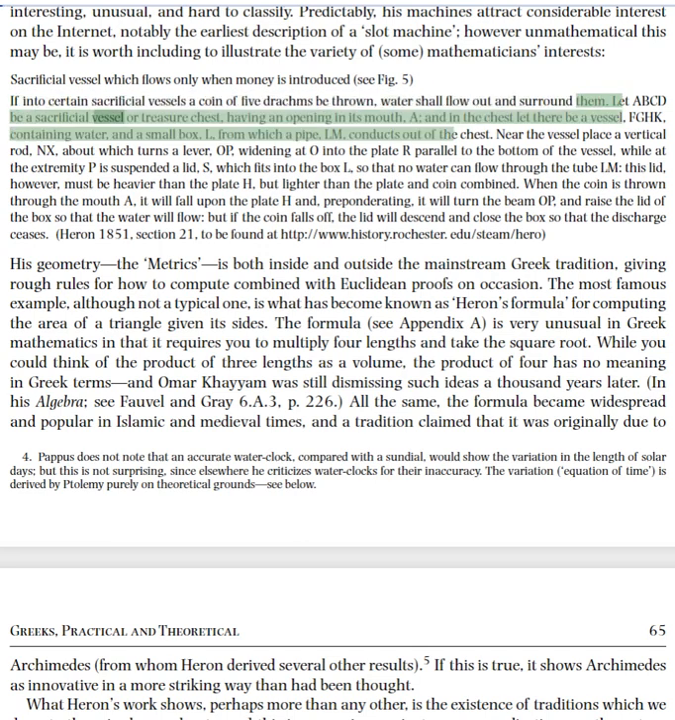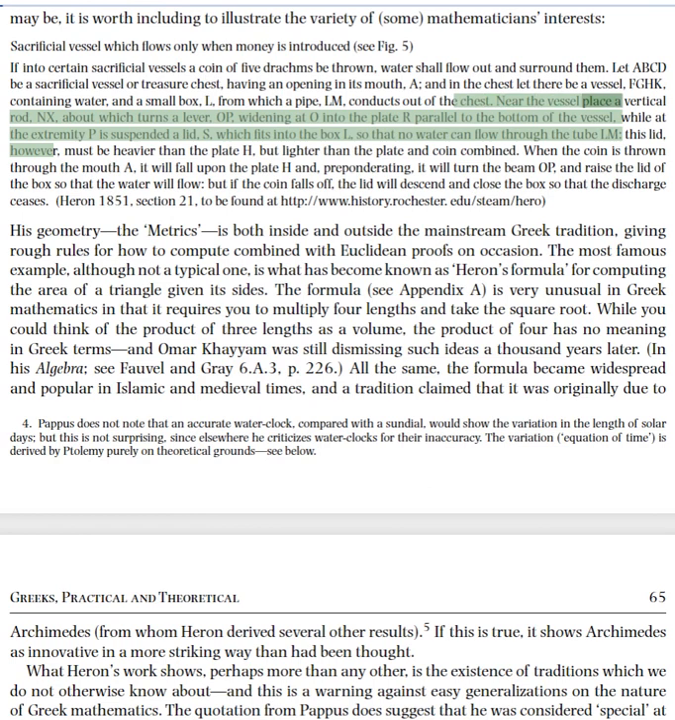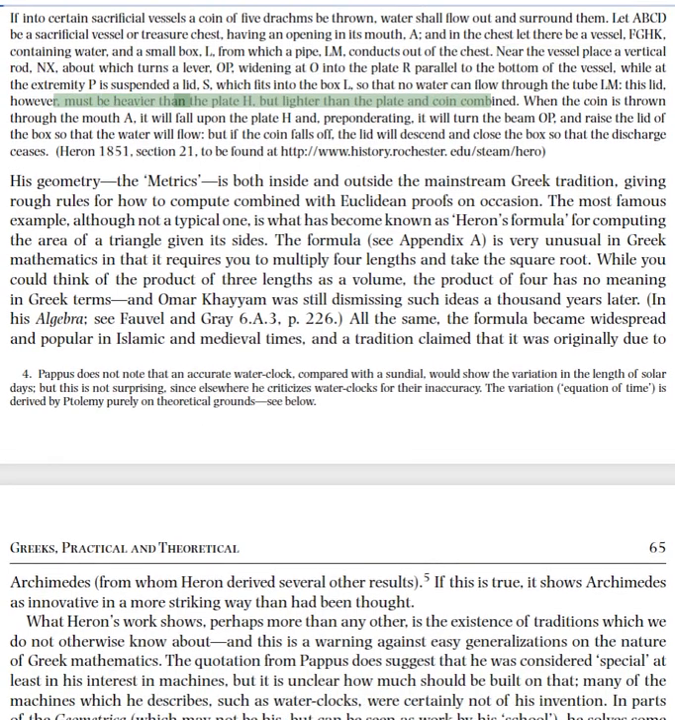Let ABCD be a sacrificial vessel or treasure chest, having an opening in its mouth, A, and in the chest let there be a vessel, FGHK, containing water, and a small box, L, from which a pipe, LM, conducts out of the chest. Near the vessel place a vertical rod, NX, about which turns a lever, OP. Widening at O into the plate H, parallel to the bottom of the vessel, while at the extremity P is suspended a lid, S, which fits into the box L, so that no water can flow through the tube LM. This lid, however, must be heavier than the plate H, but lighter than the plate and coin combined. When the coin is thrown through the mouth A, it will fall upon the plate H and, preponderating, it will turn the beam OP, and raise the lid of the box so that the water will flow, but if the coin falls off, the lid will descend and close the box so that the discharge ceases.